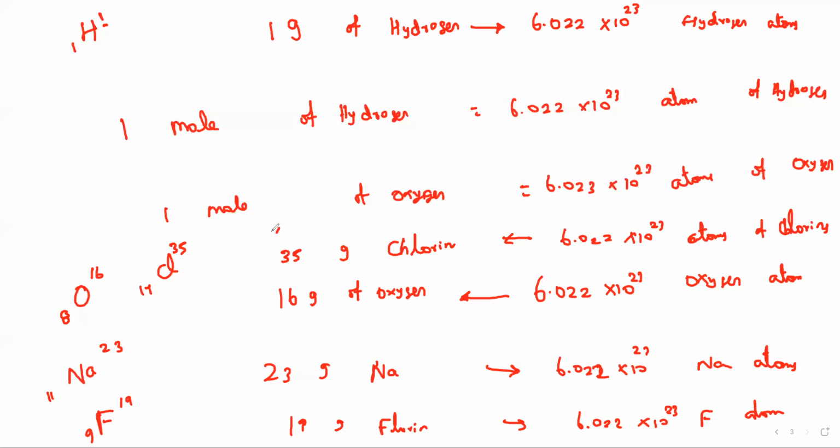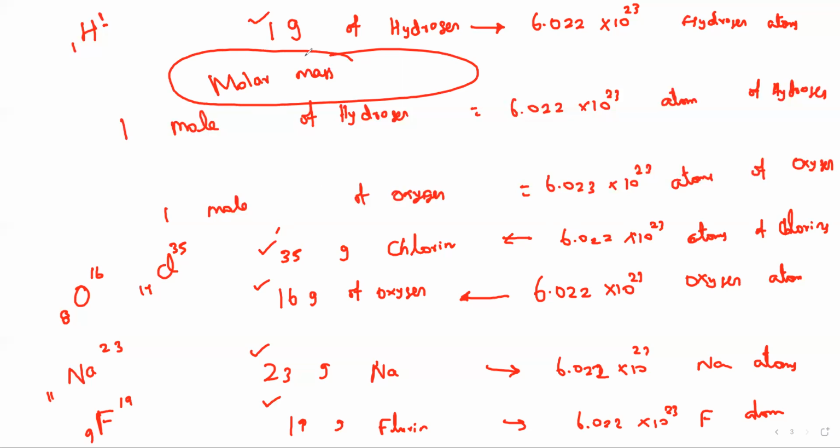So this mass, this 35 gram, 16 gram, 23 gram, 19 gram, and the 1 gram are called the molar mass. What is that? Molar mass means the mass that can provide 6.022 × 10^23 atoms or molecules, whatever. Do you get that? So if you take the mass equal to molar mass, then you will get 1 mole. So this is 1 mole. This is 1 mole. This is 1 mole.